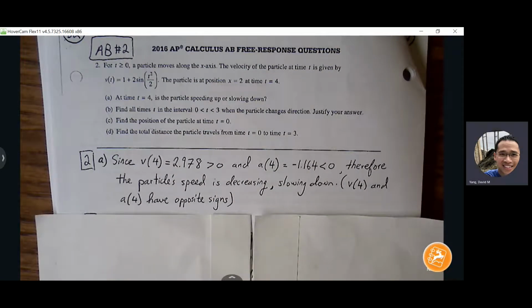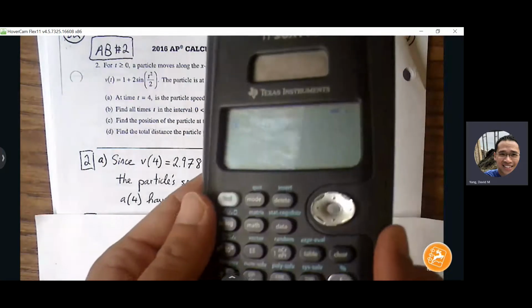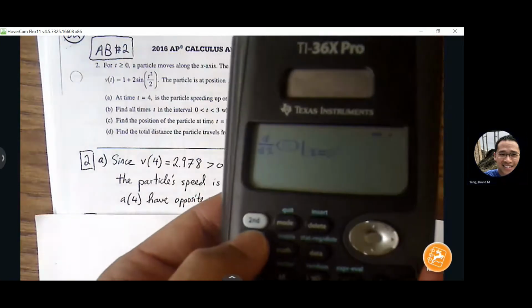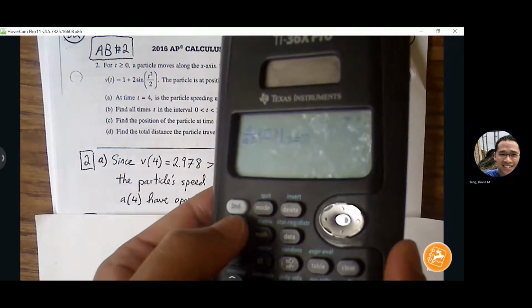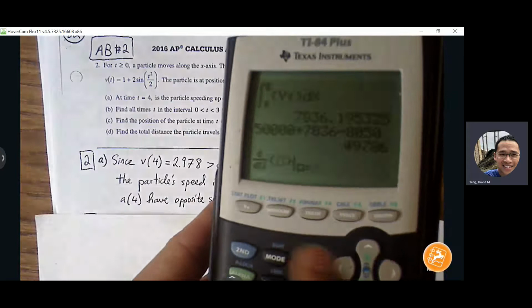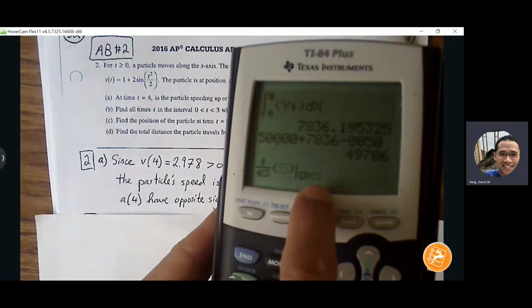So for part A, we can say that this particle's speed is decreasing since velocity is positive and acceleration is negative. Okay. If you're having trouble getting that value to show up, let me know. I can help you, but it's going to be math 8. If you're using a TI-36 Pro, you can use that second d over dx to make the calculator find the derivative at that point. On the calculator, it'll be math 8, d over dx, velocity function at t equals 4.